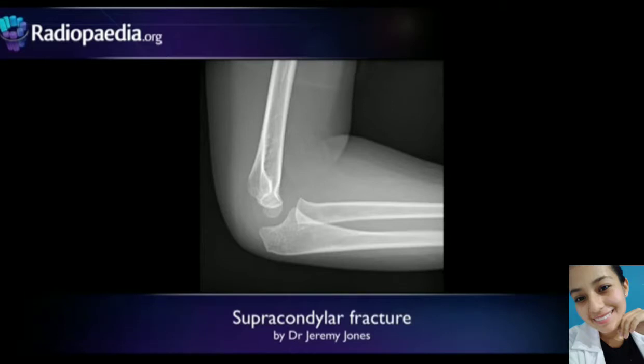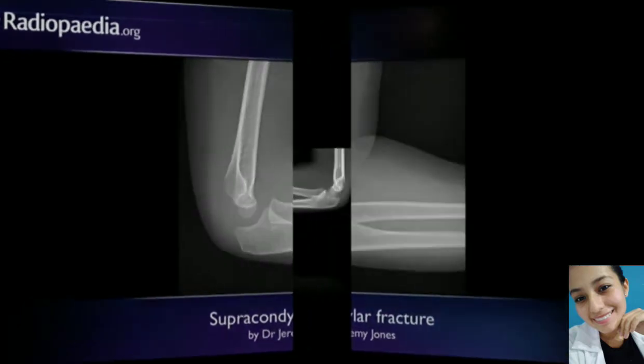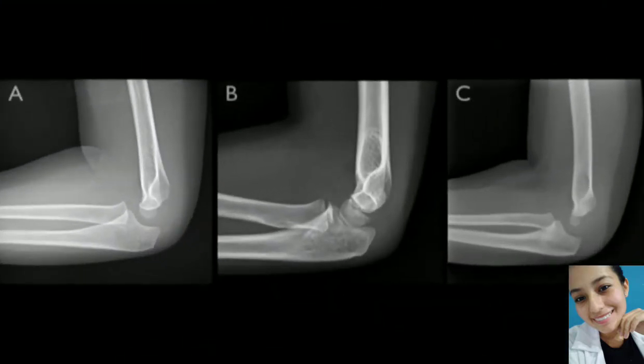Hi, welcome to another Radiology Channel video on the Pediatric Elbow Radiograph. I'm Dr. Jeremy Jones from radiopaedia.org and today we're going to be looking at supracondylar fractures. Take a look at these three radiographs and see if you can identify those that have a supracondylar fracture. If you're not already viewing this in high definition, I suggest you do so. You can always pause the video if you need more time.